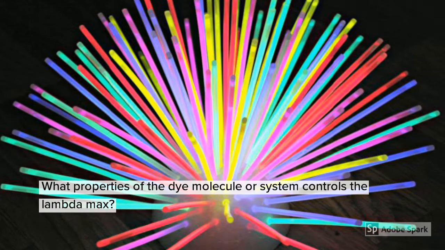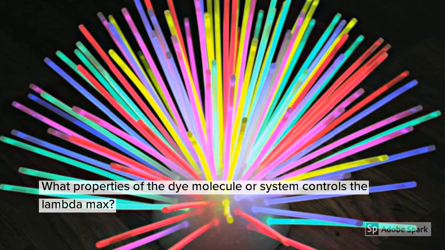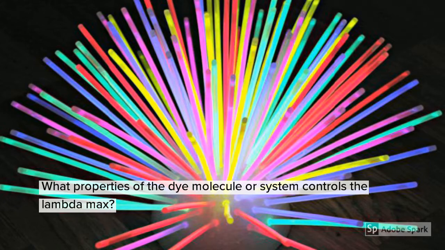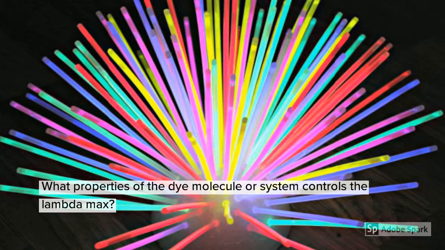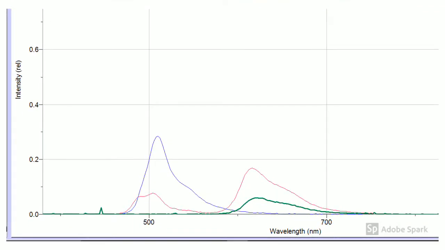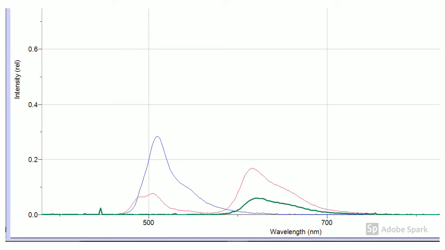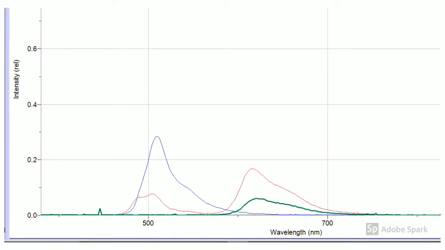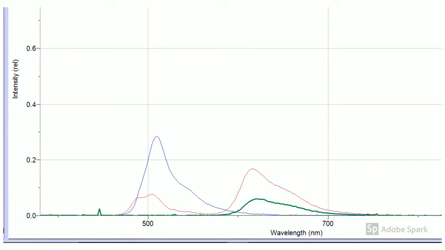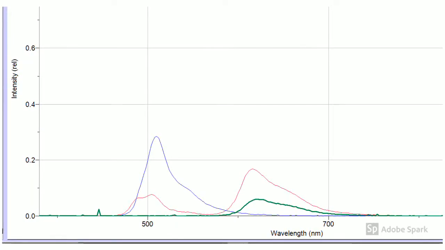In segment 1, we will be exploring what properties of the dye molecule or system controls the lambda max. What is lambda max? As seen in the emission spectra, the lambda max is the highest peak, which correlates to the greatest relative intensity at a given wavelength.